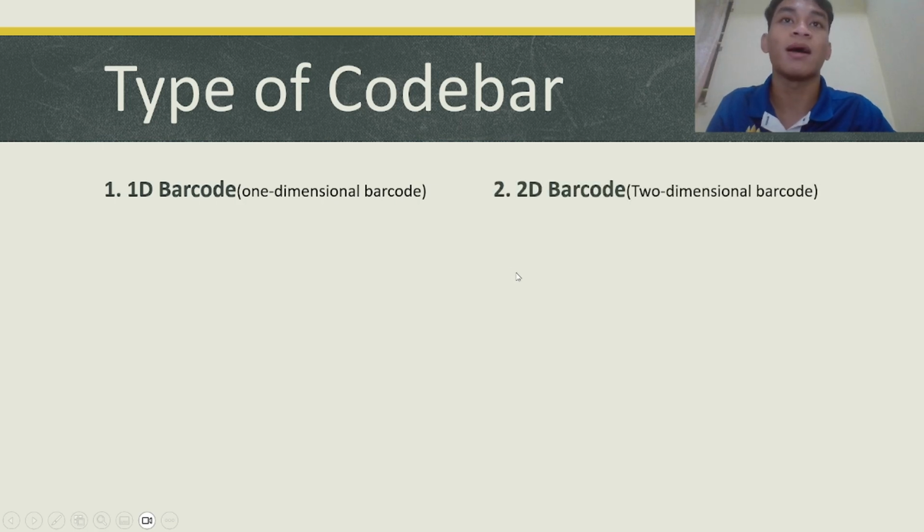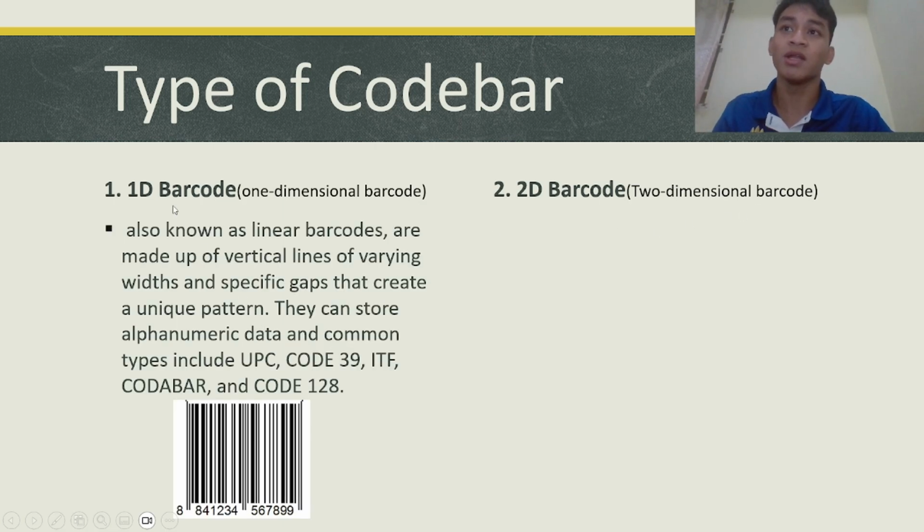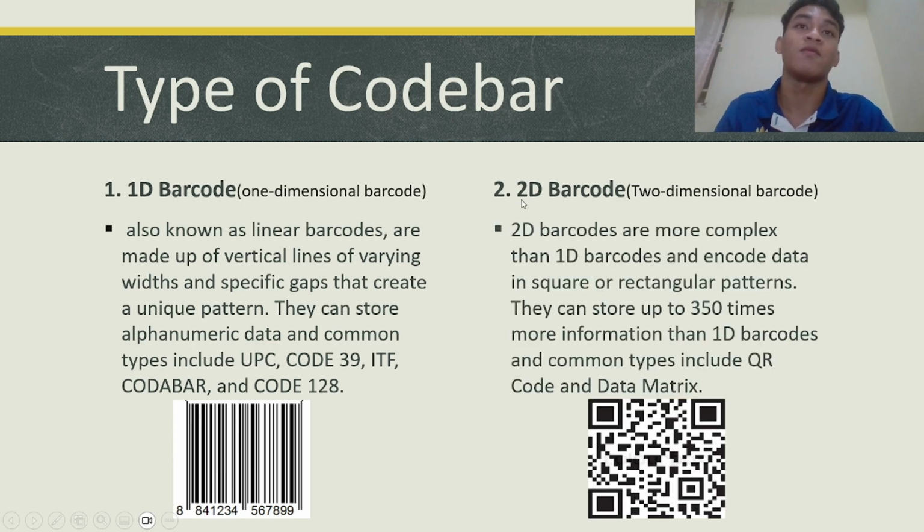And the next point is talking about the types of barcode. There are two types of barcode. The first one is the one-dimensional barcode, and the second one is the two-dimensional barcode. The 1D barcode, or one-dimensional barcode, is what you already saw in the previous slide, and it's also known as the linear barcode, made up of vertical lines. It's somewhat similar to the definition. The difference is the other one, the 2D barcode. The 2D barcode is more complex than the 1D barcode because it can store more information. You can only access it through a phone by scanning it, and the other name for it is the QR code.